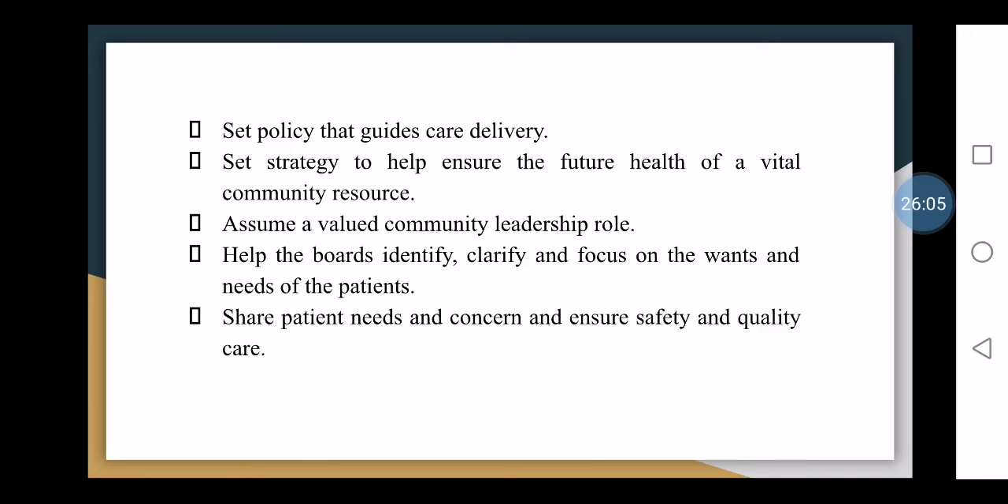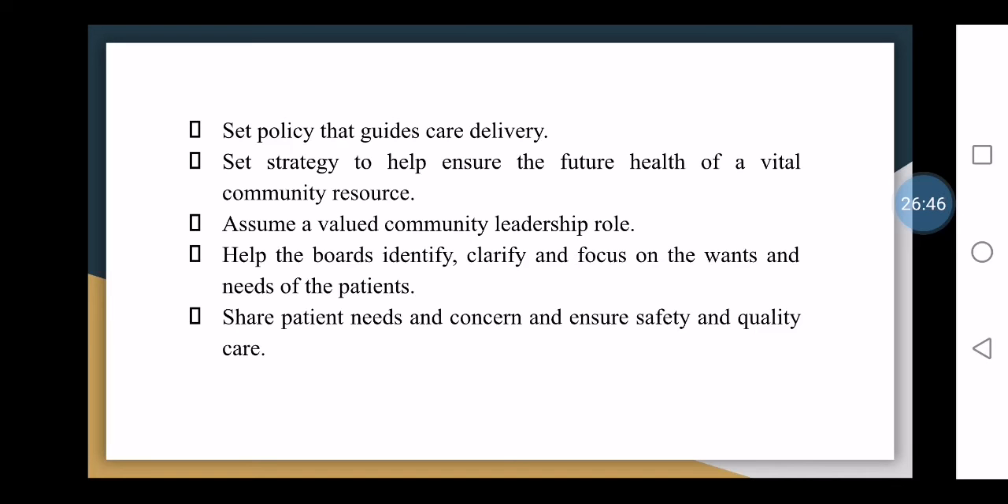Being a nurse means you should never think that we are just working as a staff nurse. No, we have so many administrative roles also in a hospital. From the nursing superintendent, then ward in-charges, health educators, health coordinators, even nurses who do their continuing education in MBA, they can be on the business management side also. So they set the strategies and policies. They can have a very good leadership role to help the boards identify, clarify, and focus on what the patient really needs.